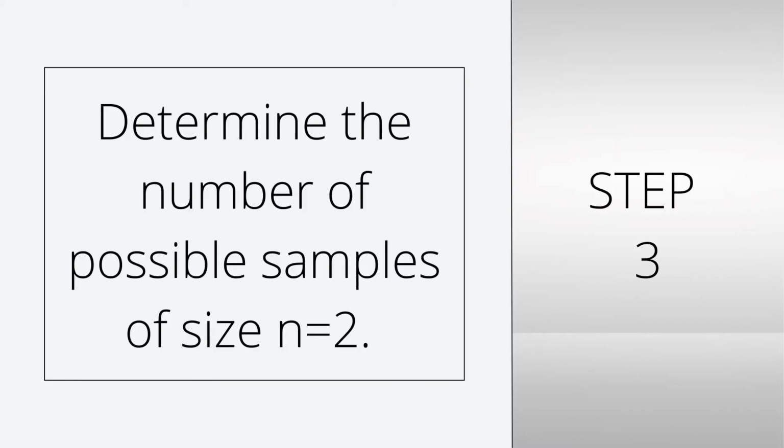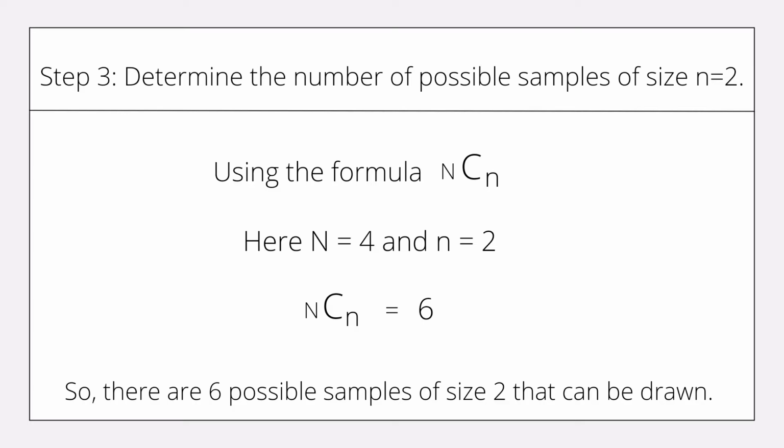Now, let's proceed to the third step, which is to determine the number of possible samples of size n equals 2. We are just going to use this formula. So, here the population size is N equals 4 and the sample size n equals 2. So, there are 6 possible samples of size 2 that can be drawn.